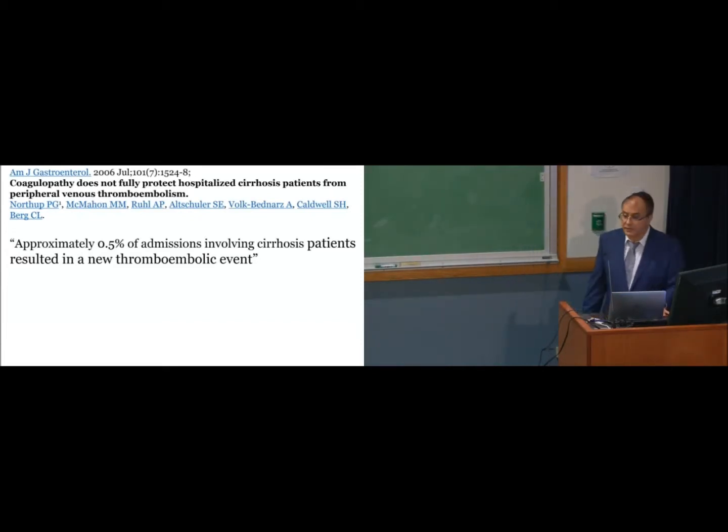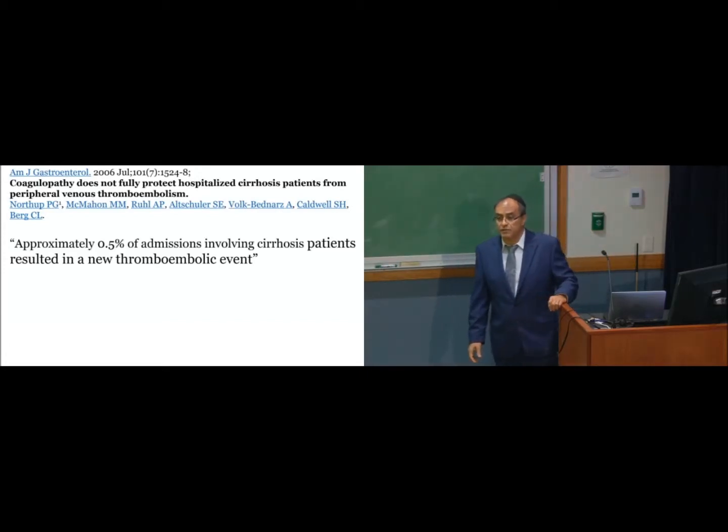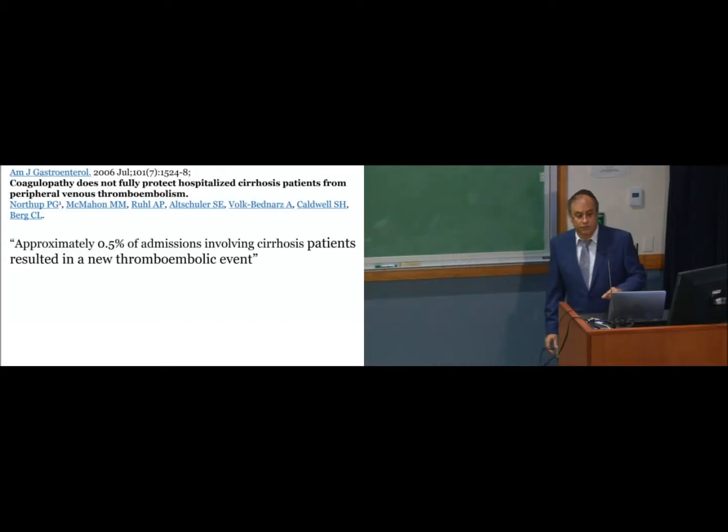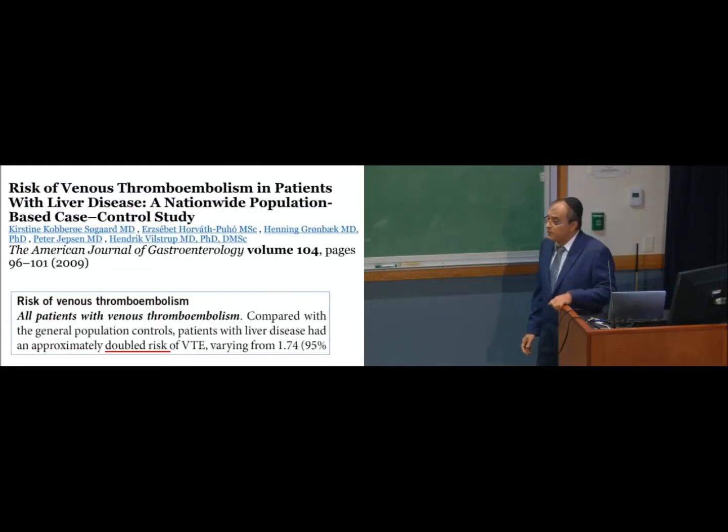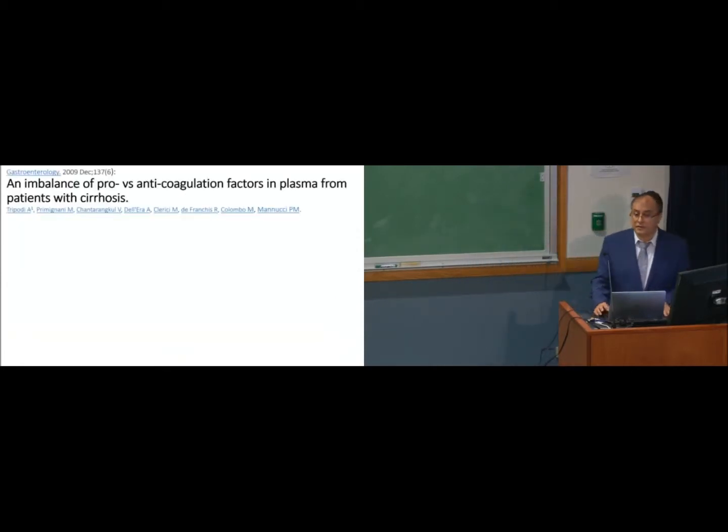And a year later, a study from University of Virginia reported that 0.5% of all admissions involving cirrhotics result in a new onset of venous thromboembolism. And a large population study in 2009 from Denmark calculated the adjusted risk to be double that of non-cirrhotics. And that motivated the Milano group to look more carefully into the balance between pro and anticoagulant.